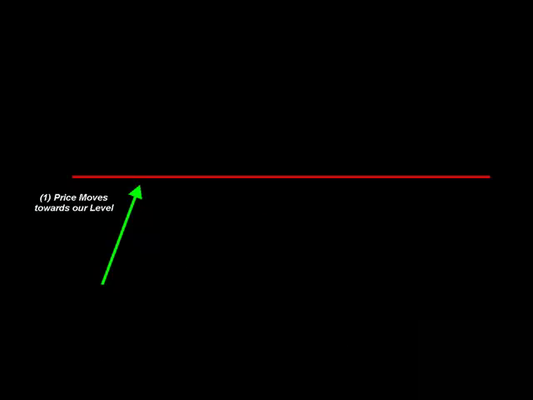Now the first pattern we're looking for here, guys, is called our breaker pattern. And our breaker pattern begins as we see an overhead level of resistance. Of course, this red line is going to be automatically drawn on my charts based upon my auto levels indicator. So I don't need to go out and find this level. This level will already be there for me.